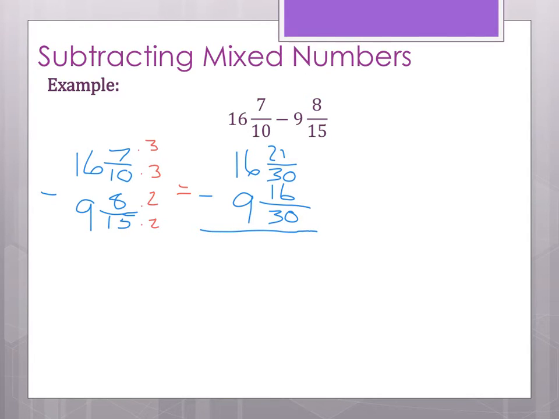I'll subtract the numerators. 21 minus 16 is 5/30. And then I'll subtract the whole numbers. 16 minus 9 is 7. Now in this example, I do have to reduce my final answer. 5 and 30 are both divisible by 5, so I need to go ahead and divide out that common factor of 5. So my final answer is going to be 7 and 1/6.